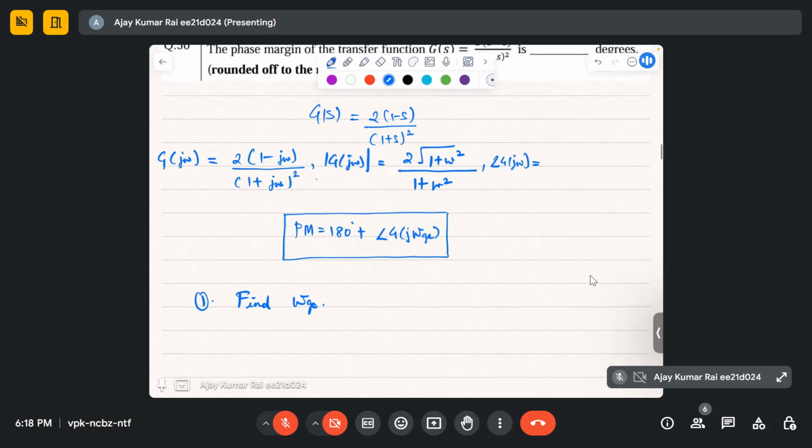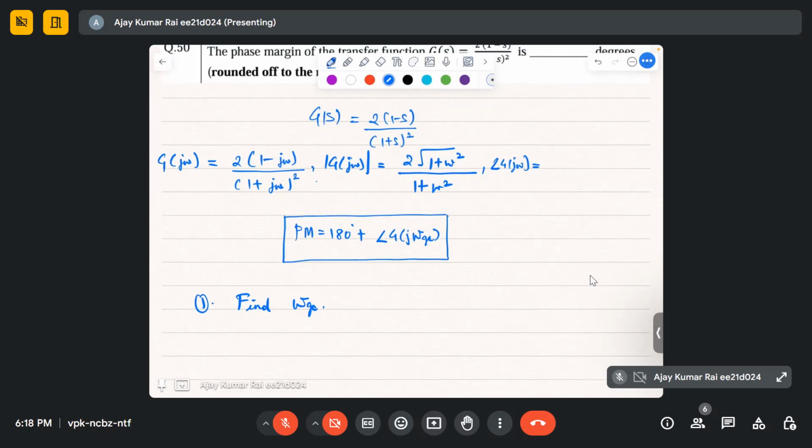Sir, is your screen visible or not? Not visible, sir. Okay, can others also confirm? Because I can see my screen. Visible, sir. Okay, you can just first log out and log in. I think there is some problem on your side.